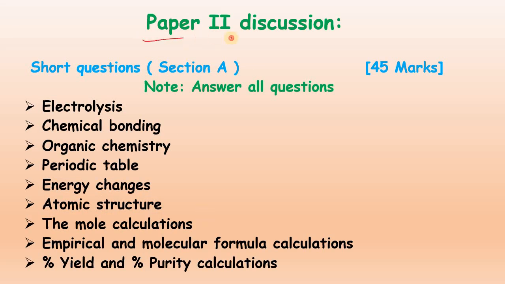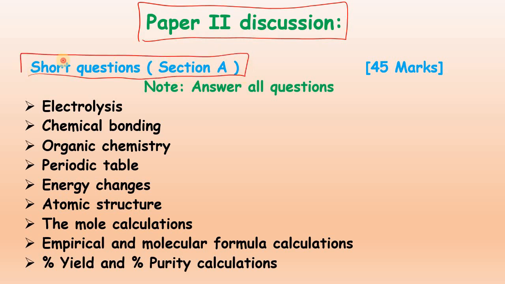Now look at here. This is the discussion related to paper 2. As you know, there are two sections of the paper. Number 1 is section A, right? That is related to the short questions, and the total marks are 45 and the time is 1 hour 30 minutes, right? Then we have to attempt all questions. There is no choice in section A.